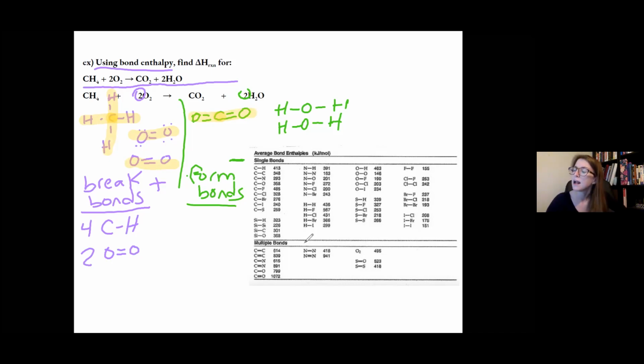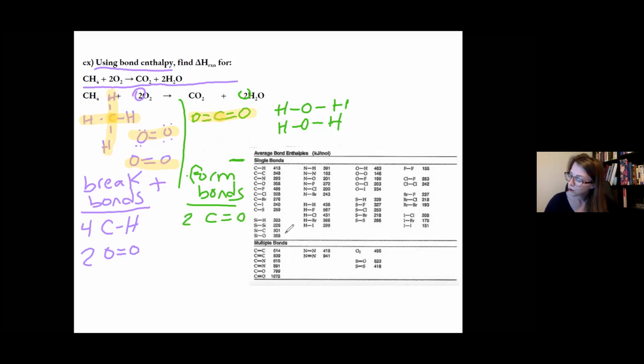Sorry, to clarify, it doesn't matter that this O is to the left of that C and that O is to the right of that C. Someone asked me that once. What does matter is that we are dealing with things on the right-hand side of the reaction. That's how we know that we are forming bonds. So again, 2 C double bonds to O.